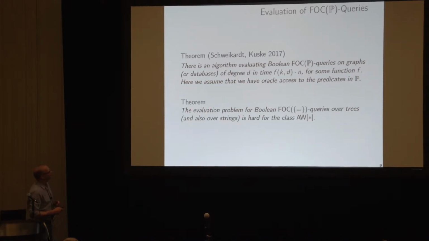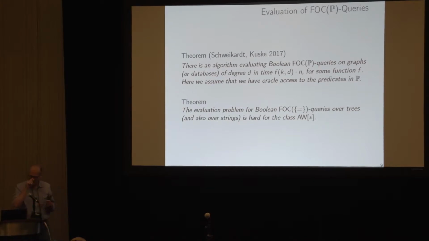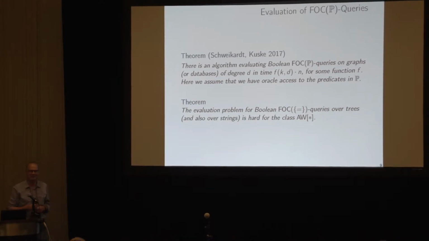And so what we observed after a while is that the evaluation problem for these counting queries, even if we only have the equality predicate, is already hard over trees. And this, I think, is a result that is very simple to prove. I'm going to show you the proof on the next slide. But I think it's good to know, in particular in view of the results for bounded degree graphs. So let me show you the proof.